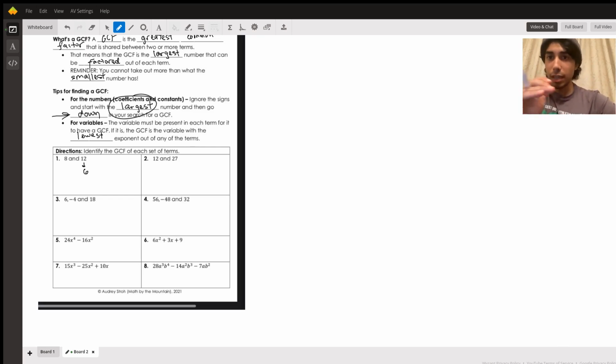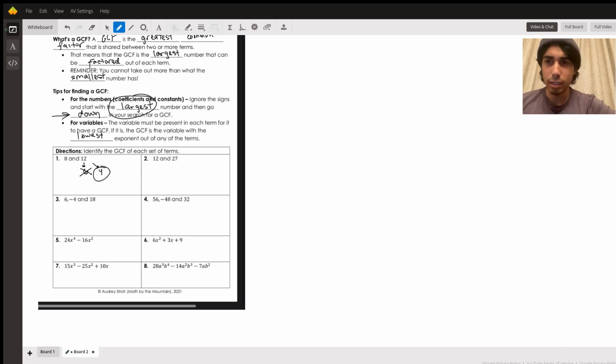All right, so let's think of something else that goes into 12. This doesn't work, so we'll try something else. We'll try 4, right? 4 goes into 12 three times, and 4 also goes into 8 two times. So we found the largest number that goes into 12 and goes into 8. All right, there it is.